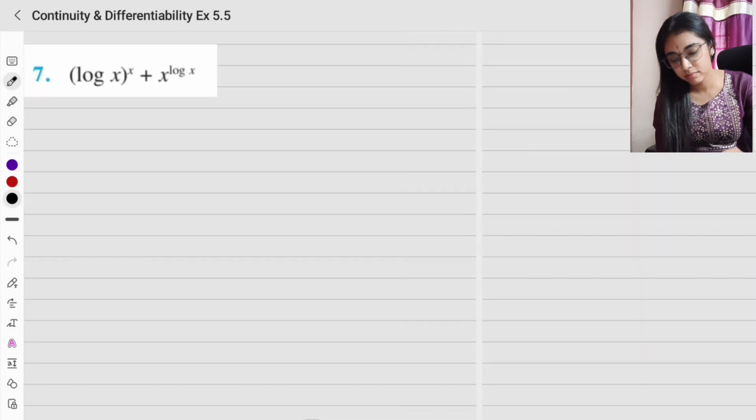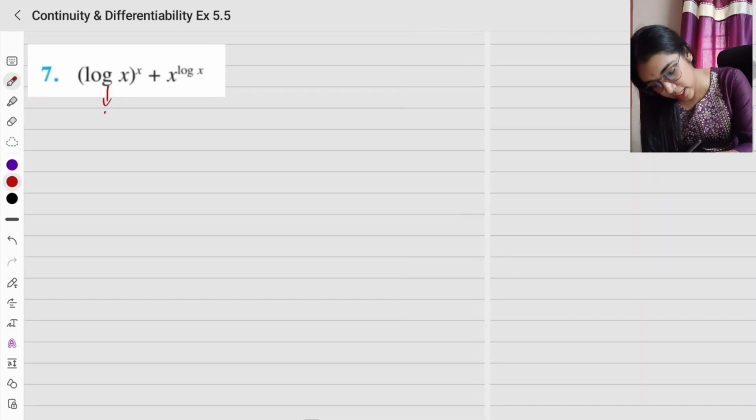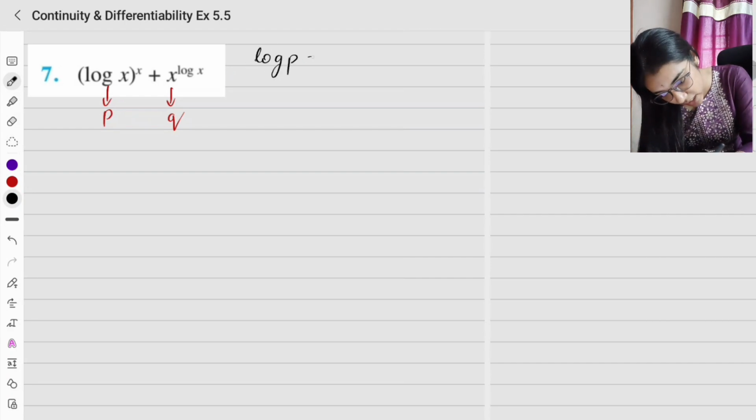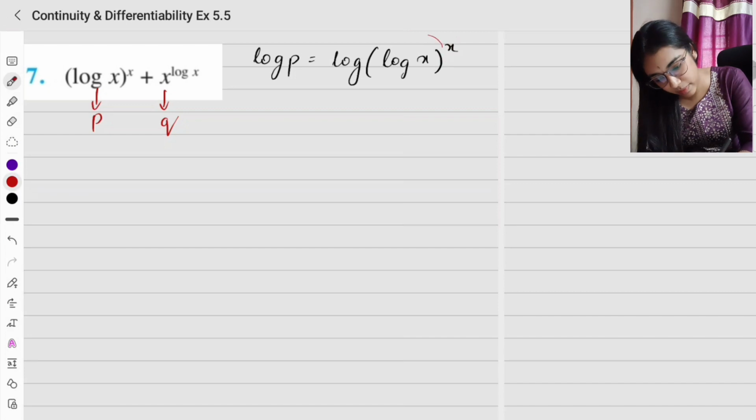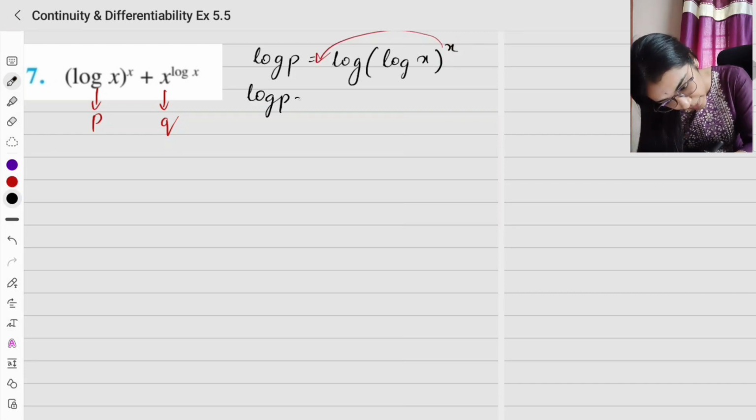Question number 7. Again there are two terms. So this is my p, this is my q. When I take log on both sides, what will I have? Log p equals log of log x to the power x. So whatever is there in the power comes to the front. So what is my next step? Log p equals x times log of log x.